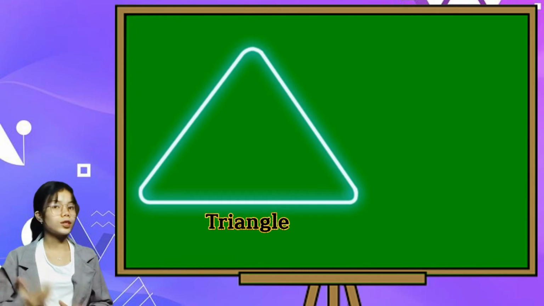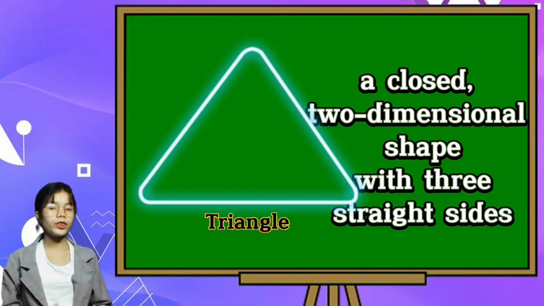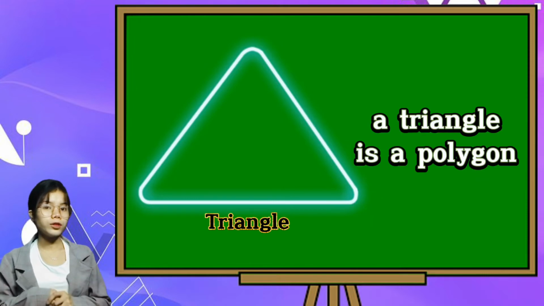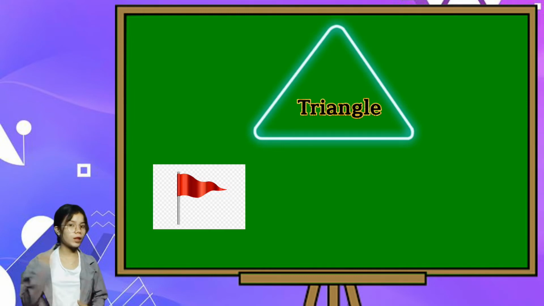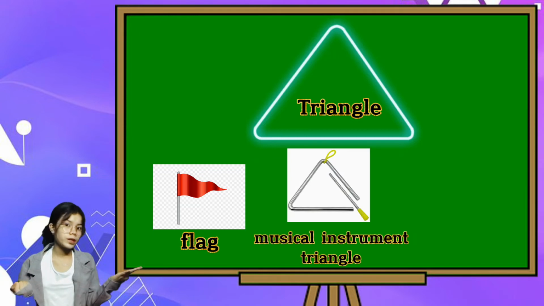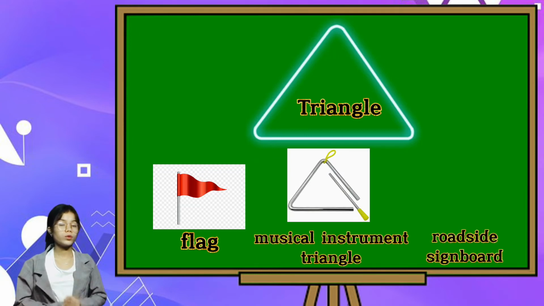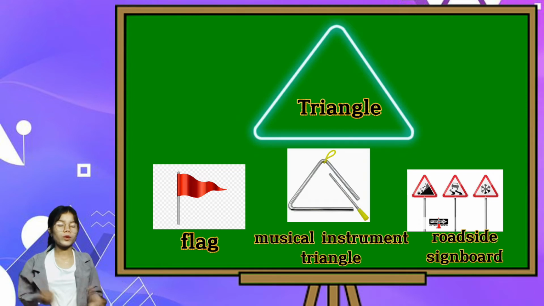Before we go on to our topic, let's first talk about the definition of a triangle so that we will have the knowledge about what a triangle is. In geometry, a triangle is a closed, two-dimensional shape with three straight sides. A triangle is also a polygon. We can find the shape of a triangle in a flag, in the musical instrument triangle, and also in a roadside signboard. We can find the shape of a triangle everywhere we go.